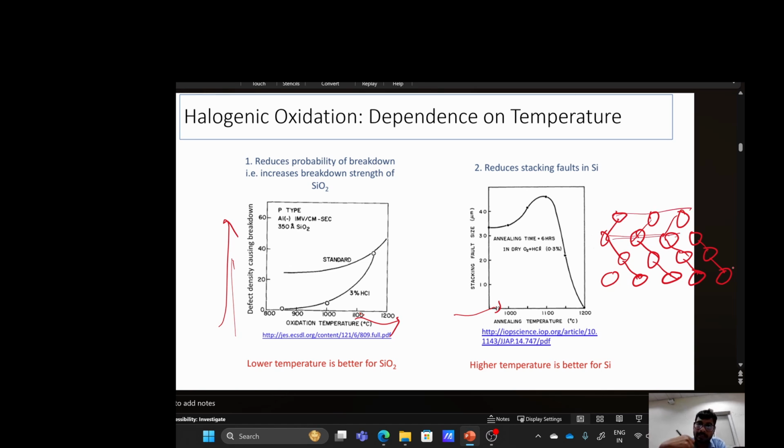When we do the halogenic oxidation in dry O2 and HCl, it cures these stacking faults at higher temperatures. But at the same time it causes breakdown, so the defect density is increasing at this point. So we need to take care at what temperature we do that.